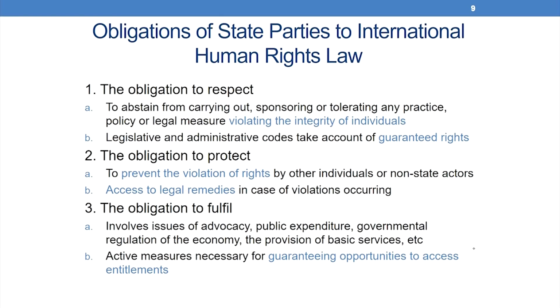Now, let us look at some of the obligations of state parties to international human rights law. The obligation to respect: to abstain from carrying out, sponsoring or tolerating any practice, policy or legal measure violating the integrity of individuals, and legislative and administrative codes that take account of guaranteed rights. The obligation to protect: to prevent the violation of rights by other individuals or non-state actors, and access to legal remedies in case of violations occurring. There is also an obligation to fulfill, involving issues of advocacy, public expenditure, governmental regulation of the economy, provision of basic services and active measures necessary for guaranteeing opportunities to access entitlements.